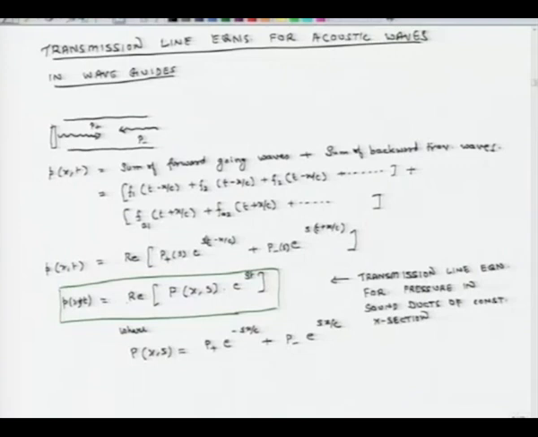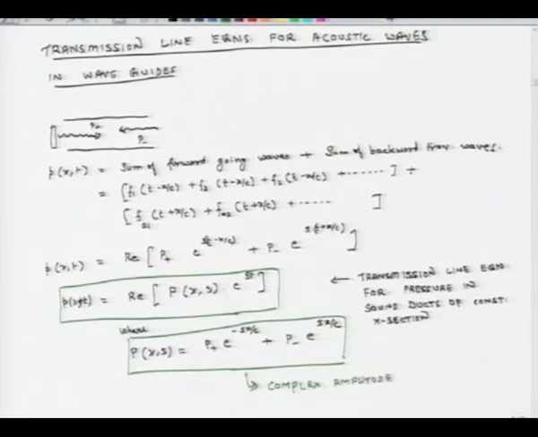And this term P(x,s) is also called, actually this is not right, P(x,s) is also called the complex amplitude of the pressure wave. So, here P depends on x and P depends on s both.